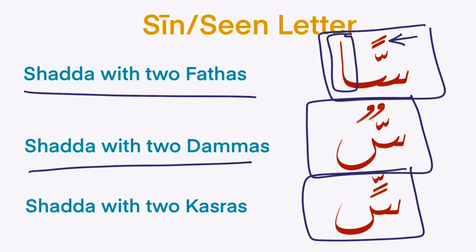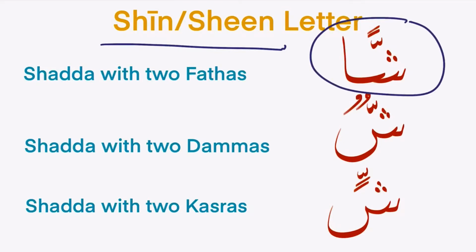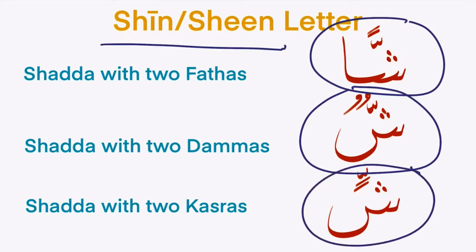Very much like these formats, except for the addition of 3 dots on top of the Sīn letter to make it a Shīn. Let's go there. Shīn. Shadda with 2 fathas or tanween fatha. Shan. Shadda with 2 dhammas. Shun. Shadda with 2 kasras. Shin. Let's practice.